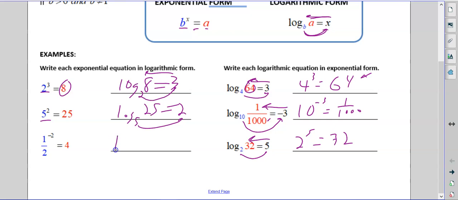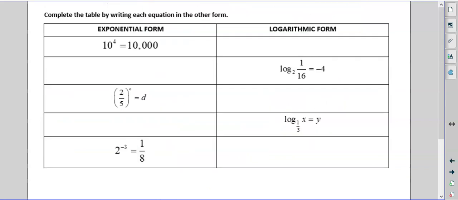And now the same thing here. I'm going to start by writing log. Here's my base, 1/2. Swish, 1/2 to the negative 2. Come back across, equals 4. Remember, the negative is going to switch positions, so instead of being 2 on the bottom, that 4 is up on the top. Okay, so 10 to the 4 equals 10,000.